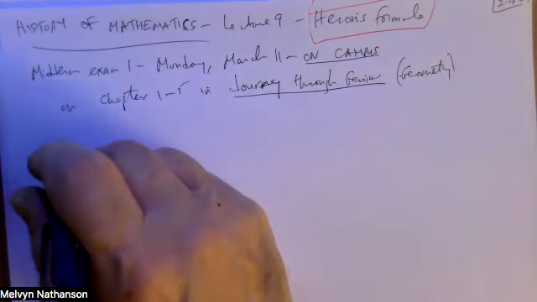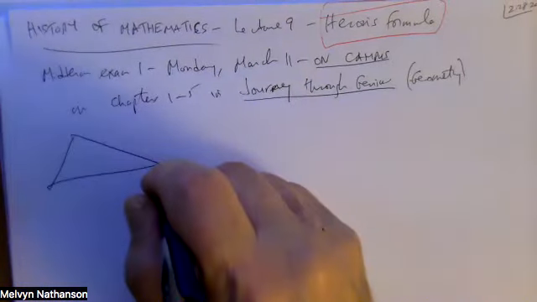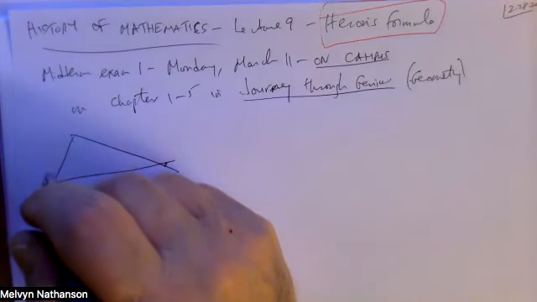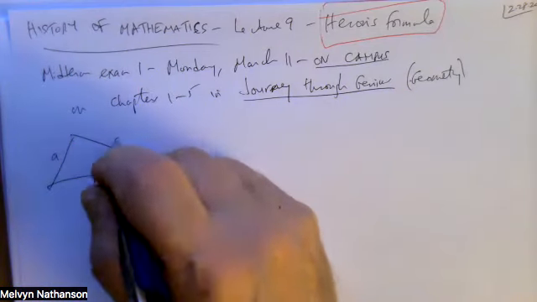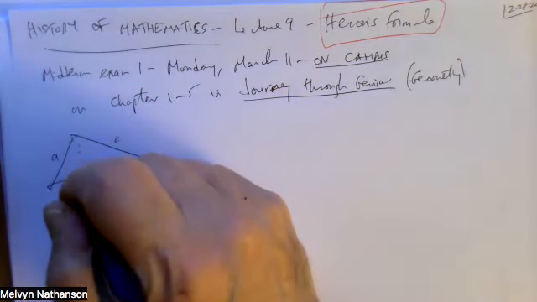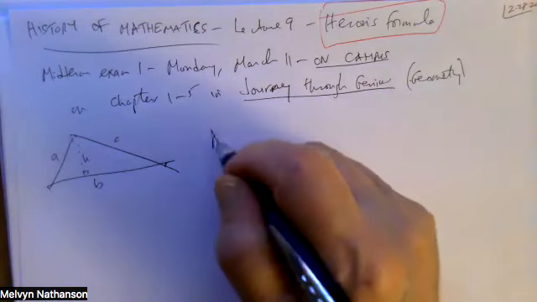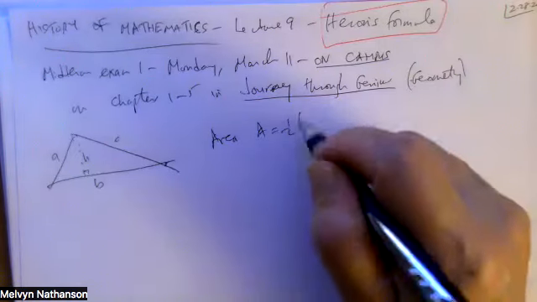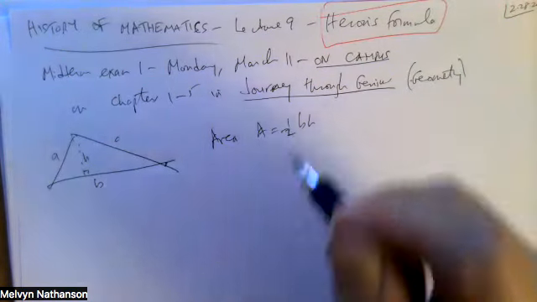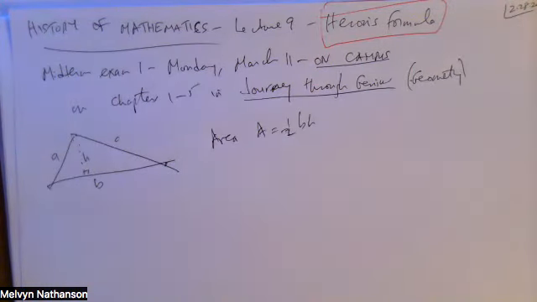But if you have a triangle and the sides are, I don't know, A, B, and C, and the height is h, the area, A, is half the base times the height. So if you know the base and the height, you can find the area.